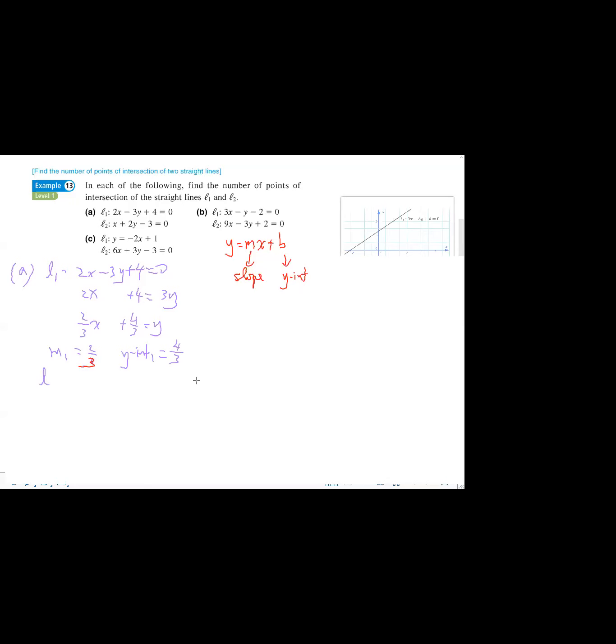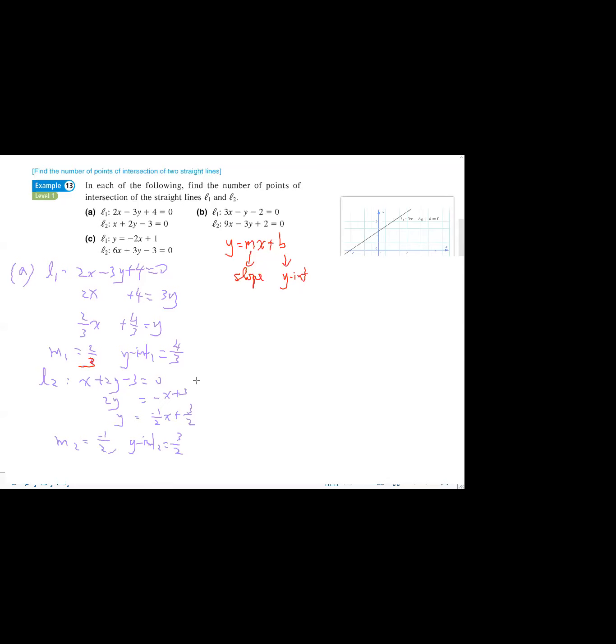And then for L2, x plus 2y minus 3 is equal to 0. And I am going to change the subject to be y. So it becomes negative x plus 3, and then divide by 2, giving negative 1 over 2 x plus 3 over 2. So m2 will be equal to negative 1 over 2, and y-intercept 2 will be 3 over 2.